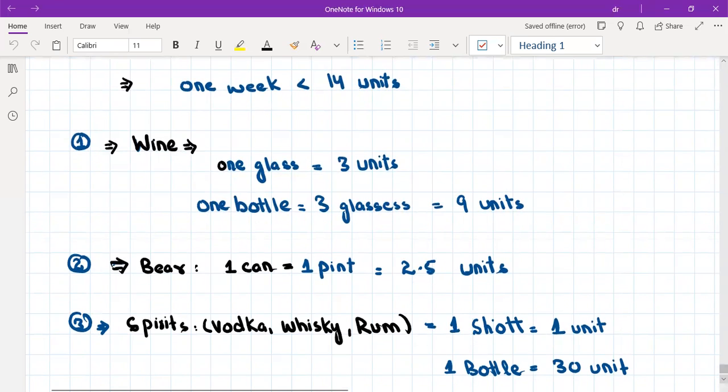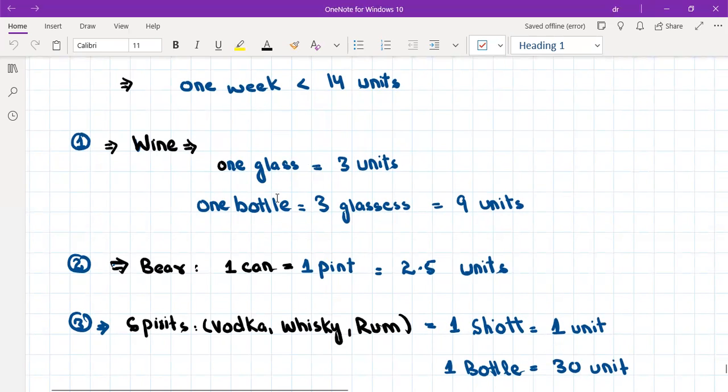Now we have different types of alcohol. We have wine, we have beer, we have spirits, and all of them have different strengths of alcohol. So let's talk about it so that you are able to calculate and tell the patient that you are drinking more than the safe limit. So for wine, one glass of wine has 3 units of alcohol. Okay, and one bottle of wine has 3 glasses of wine. So 3 into 3 makes 9 units. So if a patient is drinking 1 glass of wine, it's 3 units. If the patient is drinking 1 bottle of wine, it's 9 units.